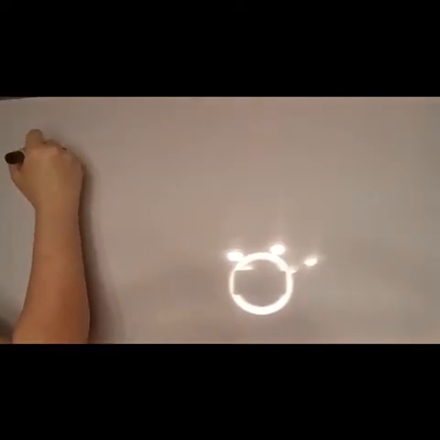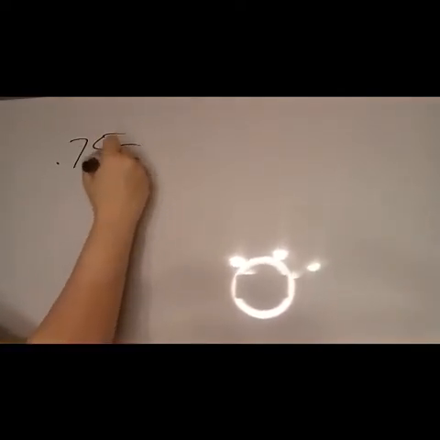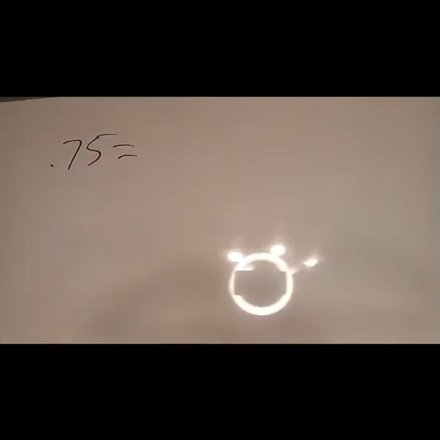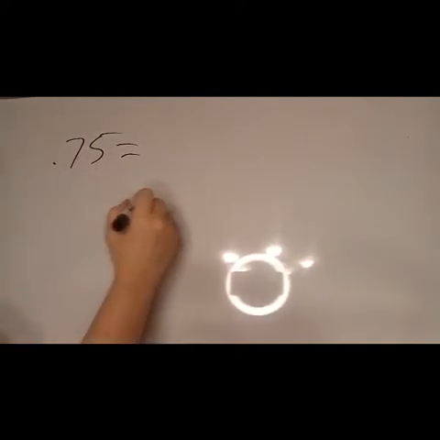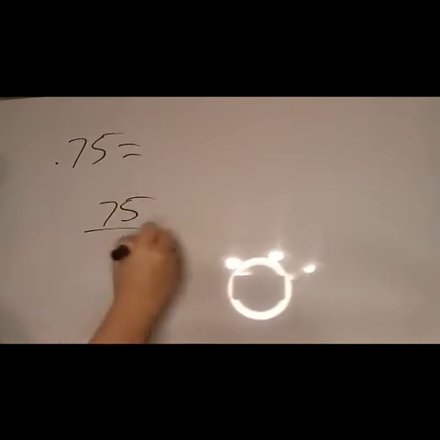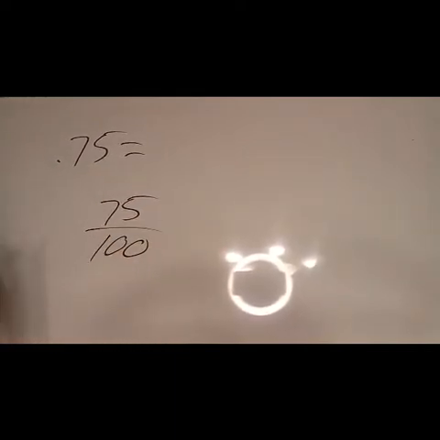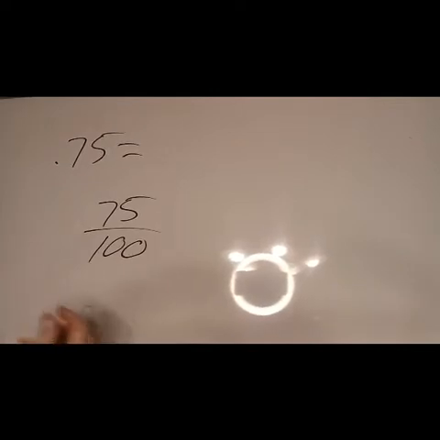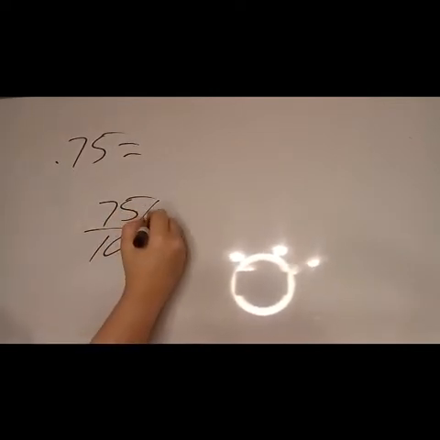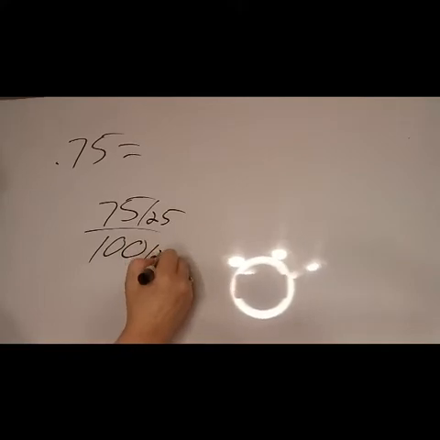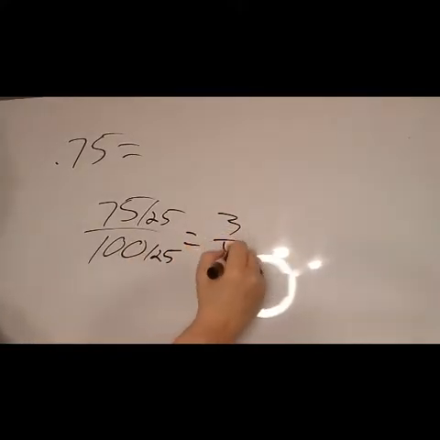All right, let's go the other way now. We have 0.75. What is 0.75 in fraction format? We write this in the format of 75 over 100. We have 2 zeros because we have 2 numbers. Then we just simplify it. We divide the top by 25 and the bottom by 25, and that gives us 3/4.